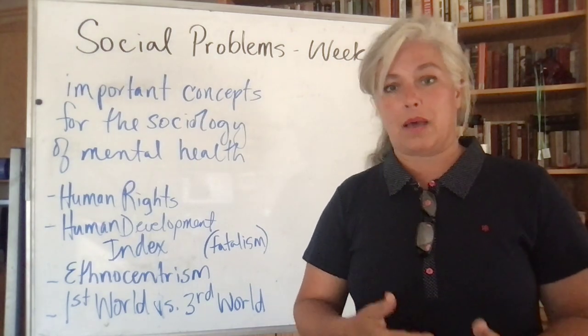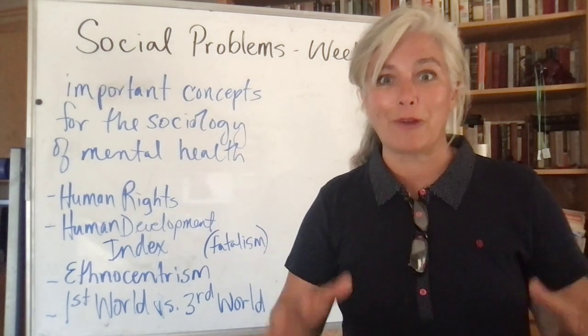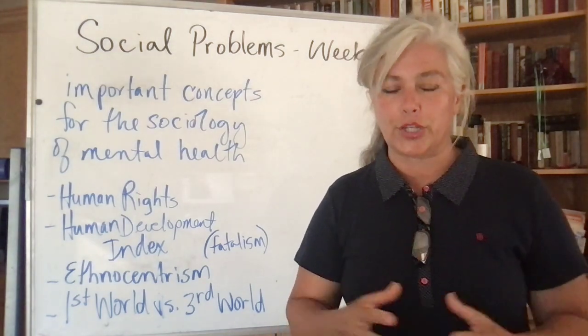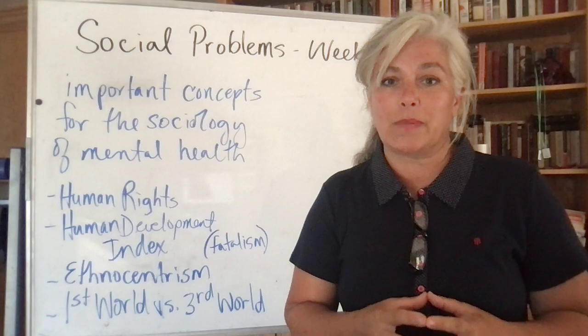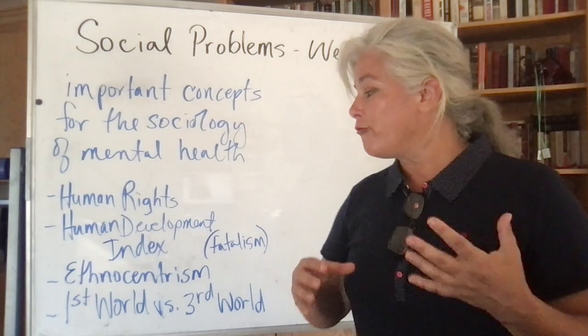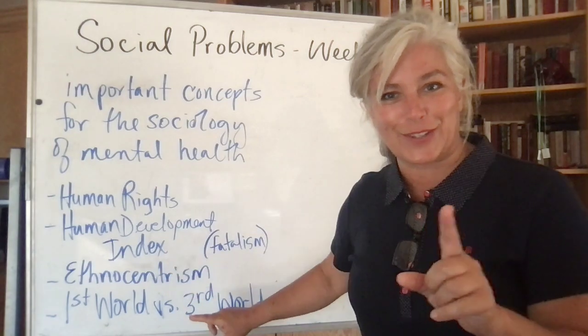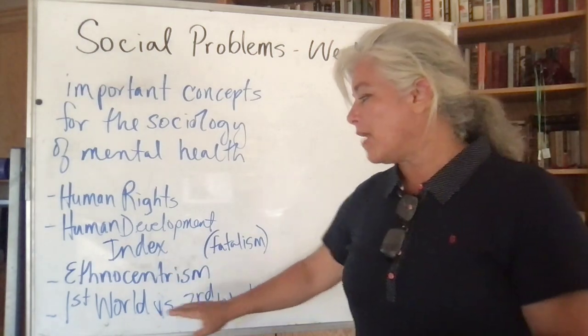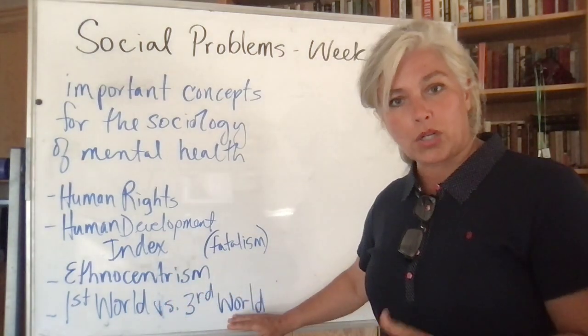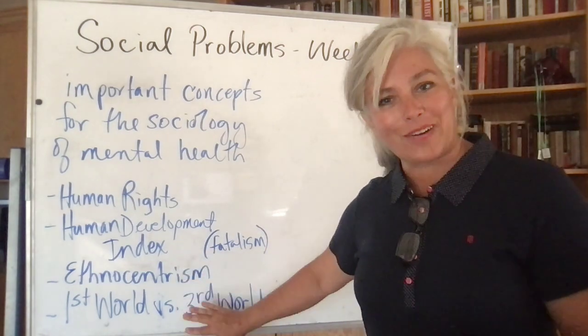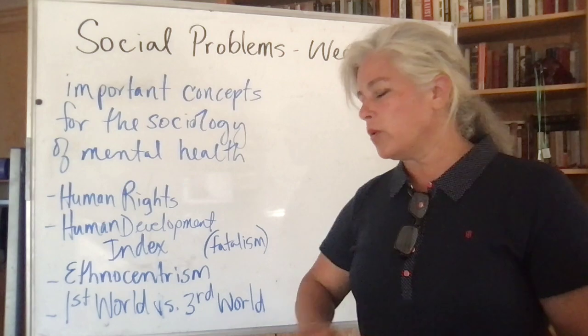So fatalism is something that is a real issue, especially it's a debilitating mental issue that is especially caused by the social structure of places in the third world. Now I'm skipping over ethnocentrism for just a second. I'll come back to that. But I've got first world versus third world on the board here behind me. Perhaps I put it in the wrong order, but it's number 4 on the board here behind me.